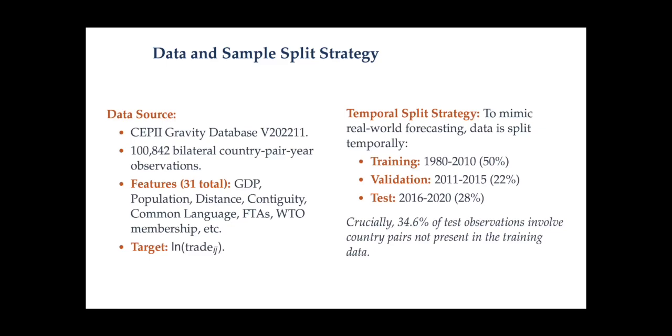Our target variable is trade volume, so I take a logarithm of it. Trade IJ, where I is the origin, the exporting country, and J is the destination, the importing country. I split the data 50, 22, and 28%. So 1982 to 2010 is the training set, validation is 2011 to 15, and the test set is 16 to 20. But crucially, 34.6% of test observations involve country pairs that are not present in the training data.